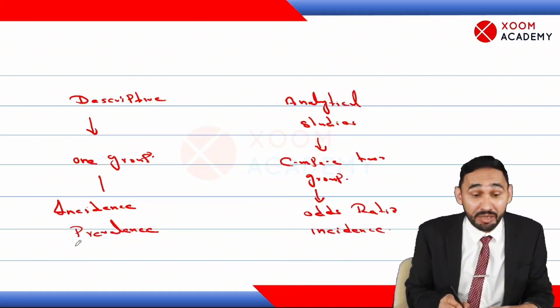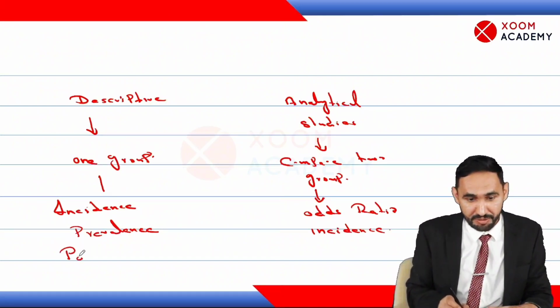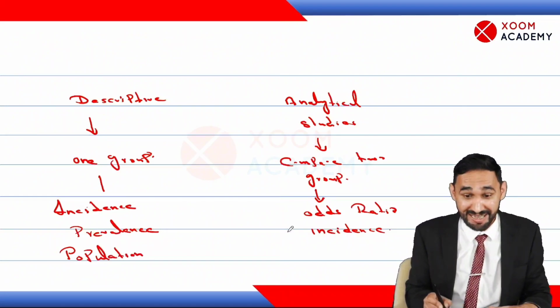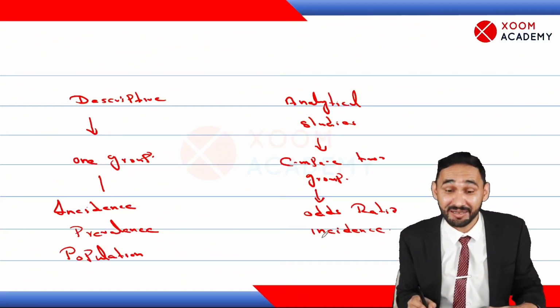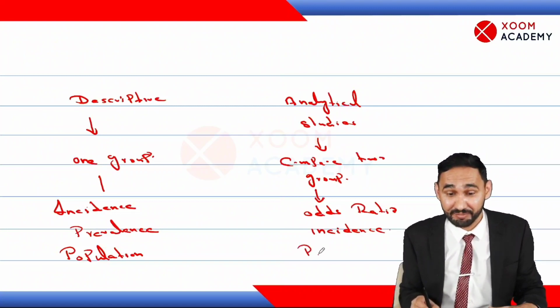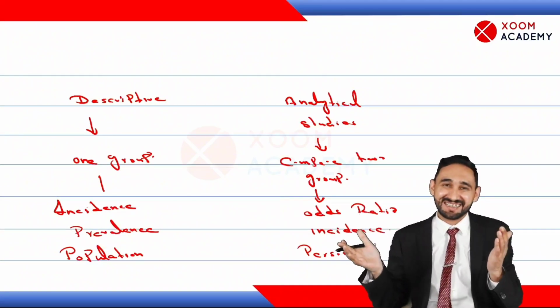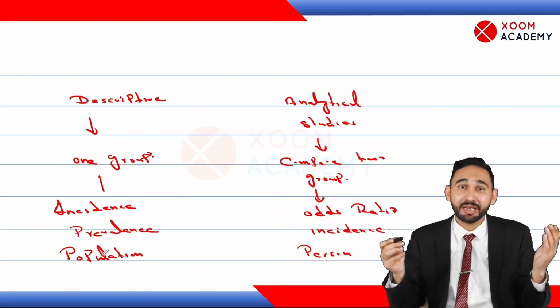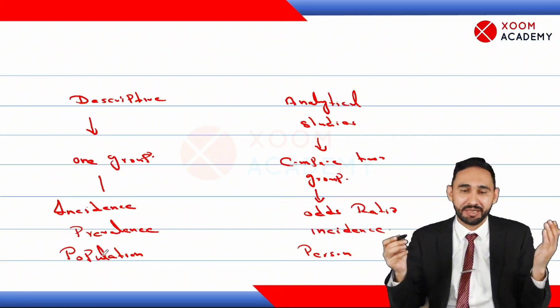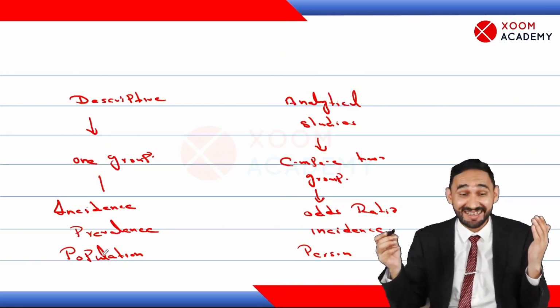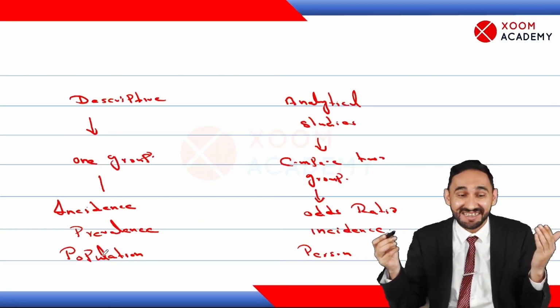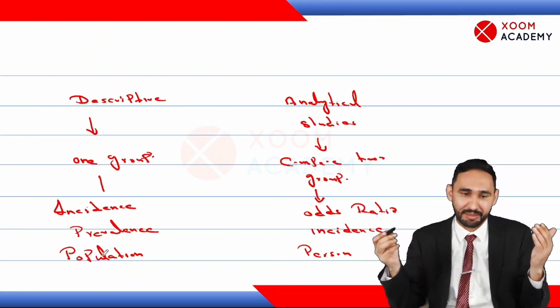Descriptive studies are population based. We study the whole population, and analytical studies are person based, a group of people. So these are the differences between descriptive studies and analytical studies. If we take one group, then this is a descriptive study. If we make a comparison, this is an analytical study. We'll do certain analysis between the two groups.